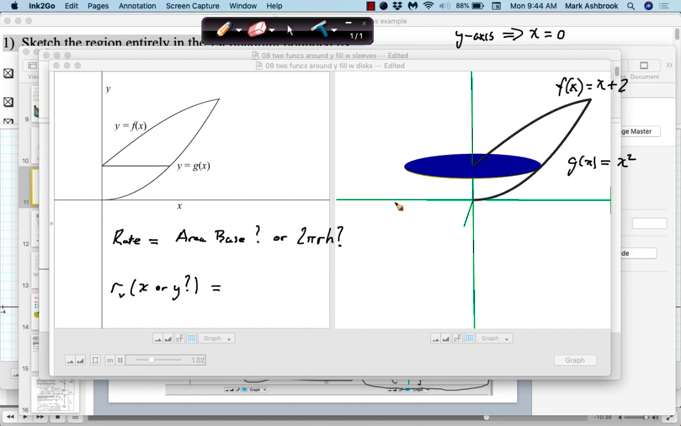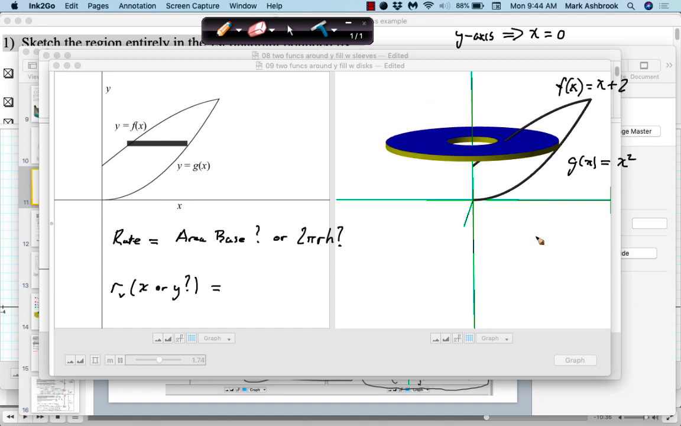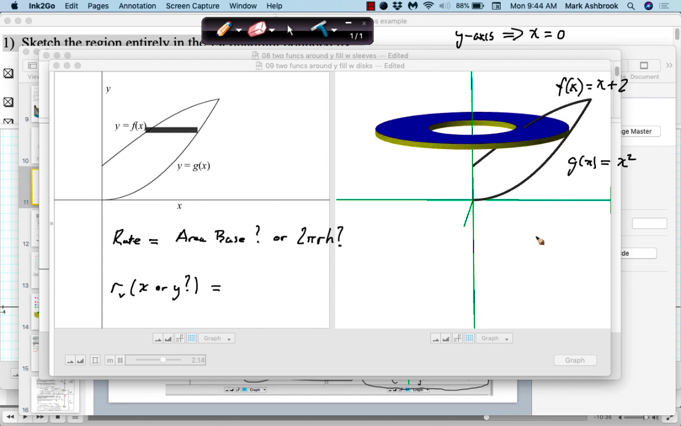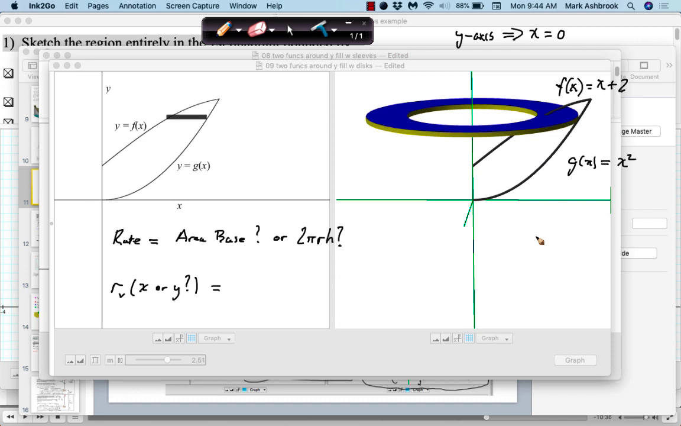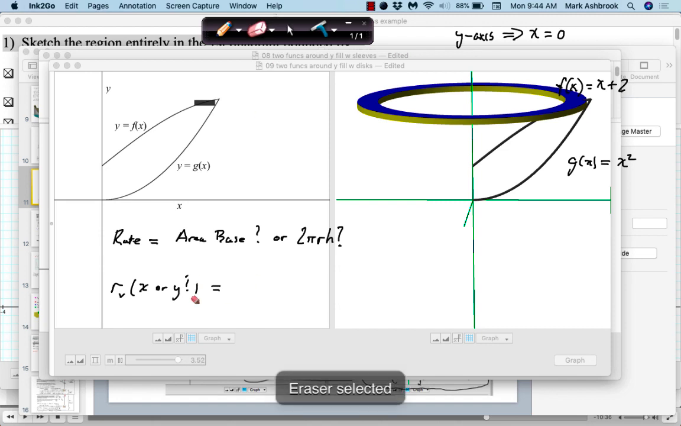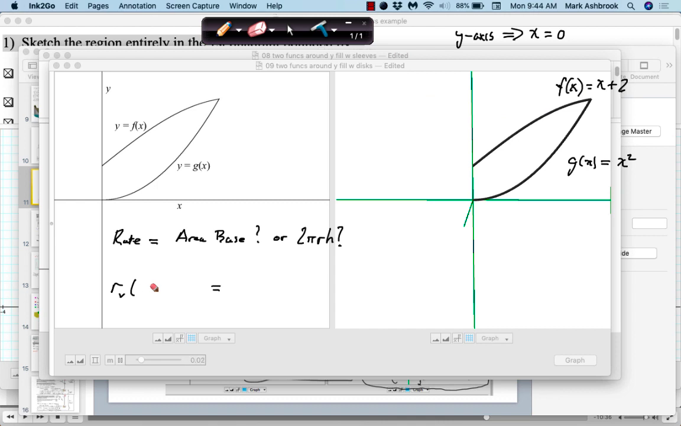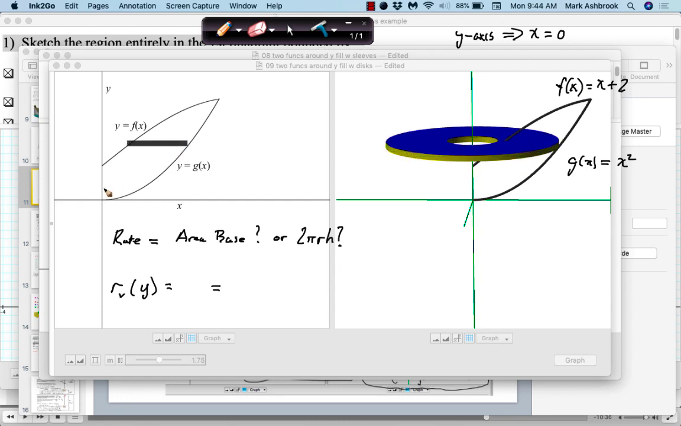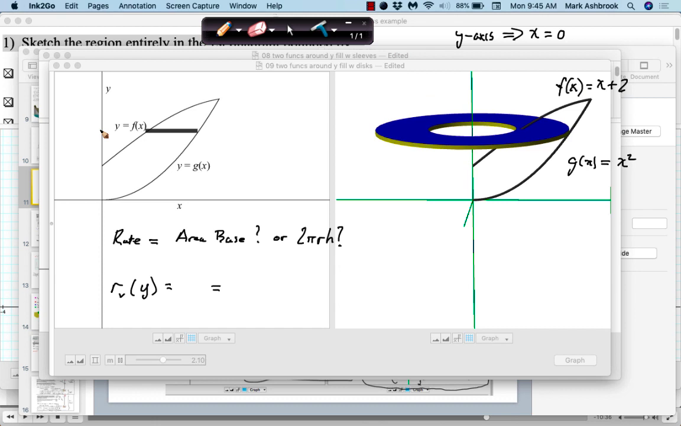All right. So now we're rotating that thing around the y-axis, and we get our typical shells. Okay, so what's our independent variable, x or y? How do you know? Yeah, we're increasing y through delta y intervals. That's what this is showing you. Okay?